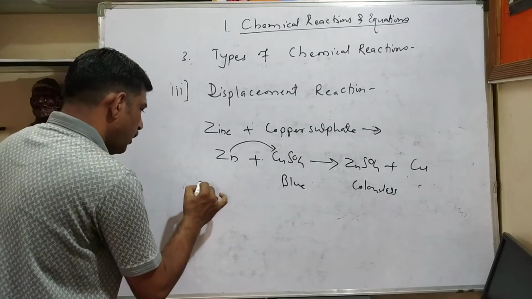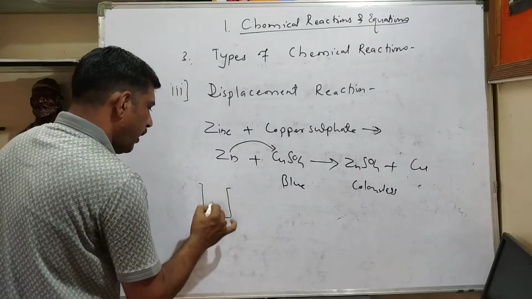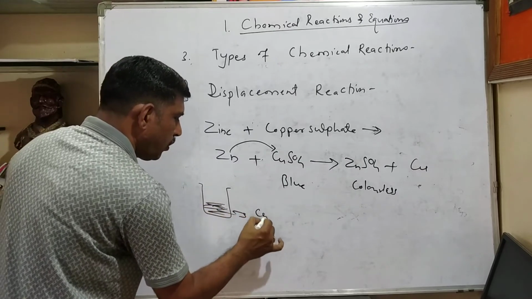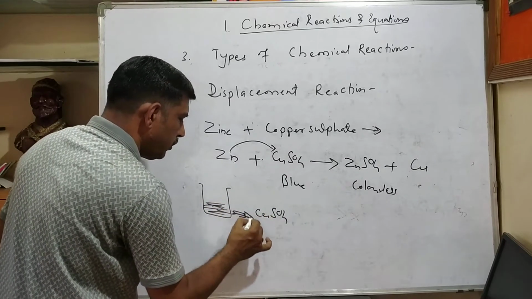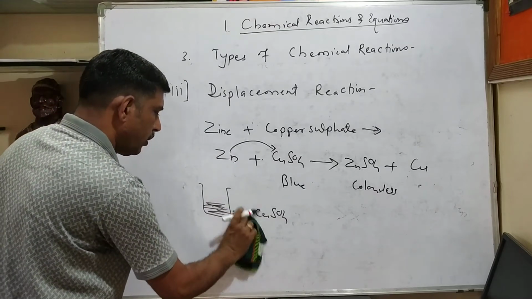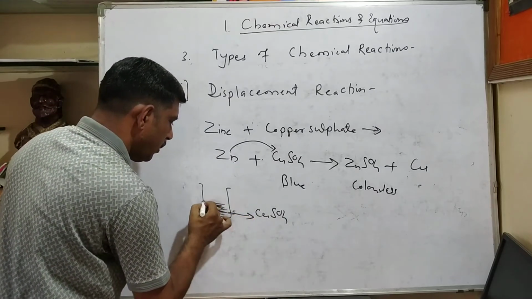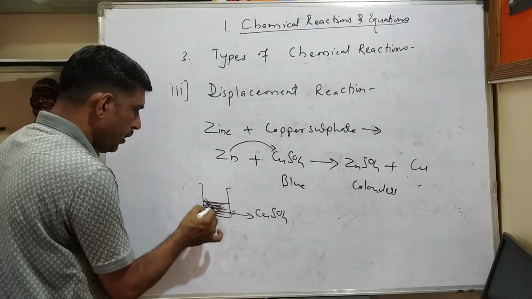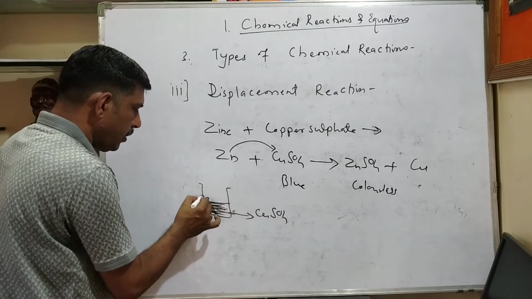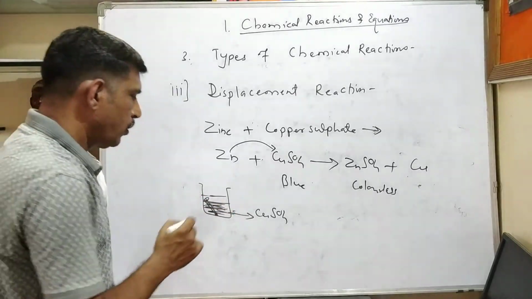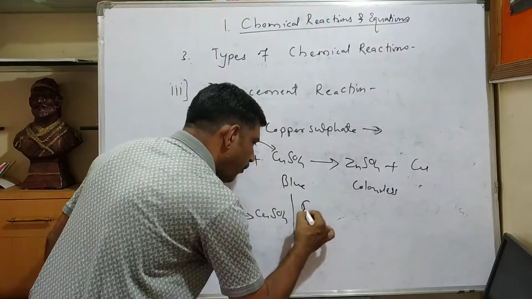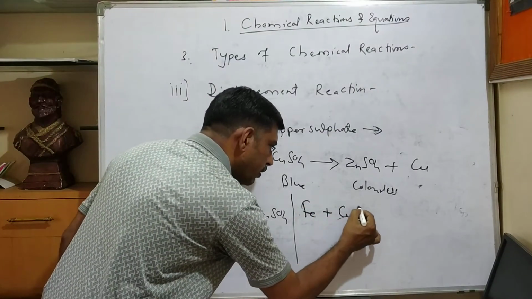Suppose in a beaker I have taken blue copper sulfate solution. I put one iron nail in that. This is the iron nail. So my reactants will be Fe, that is iron, and copper sulfate.